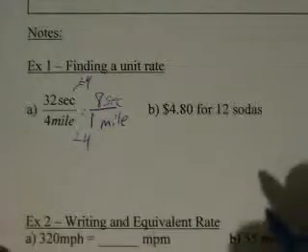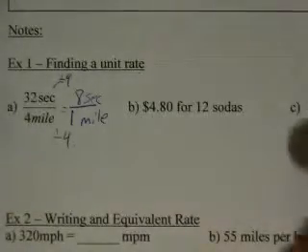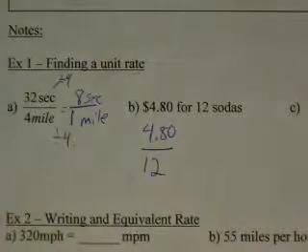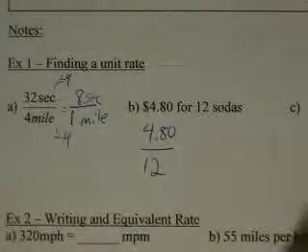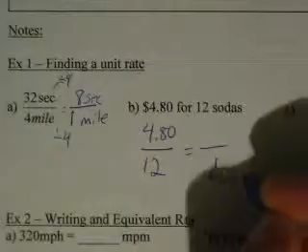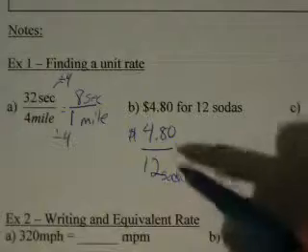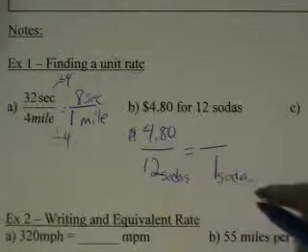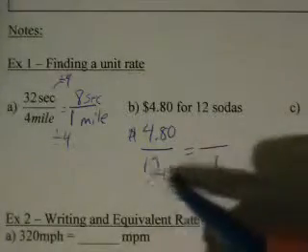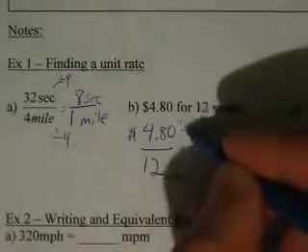Let's look at our second example. Here we have $4.80 for 12 sodas. So I'm first going to set this up as a fraction. $4.80 for 12 sodas. And I want to know how much does this cost for 1 soda. Make sure I put my units in there. So for 1 soda, let's see, divide by 12, divide by 12. You're always going to be dividing by this denominator. Whatever number this is, that's what you divide by.